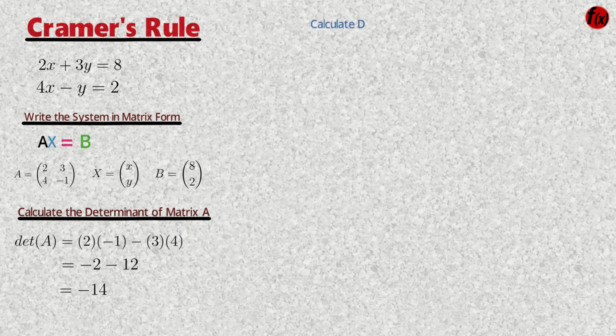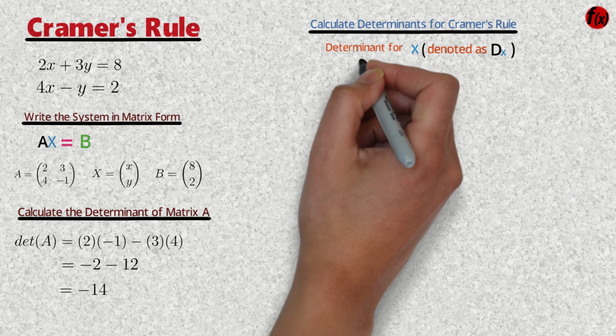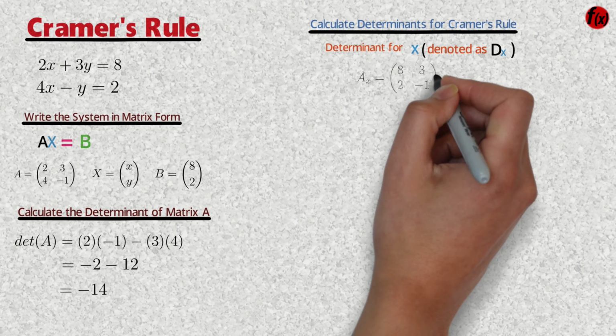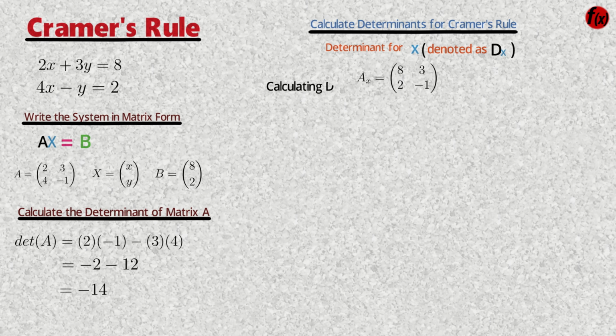Step 3. Calculate determinants for Cramer's rule. Next, we need to find the determinants of matrices formed by replacing the columns of A with the constant matrix B. Determinant for X, denoted as Dx: replace the first column of A with B. Calculating Dx.